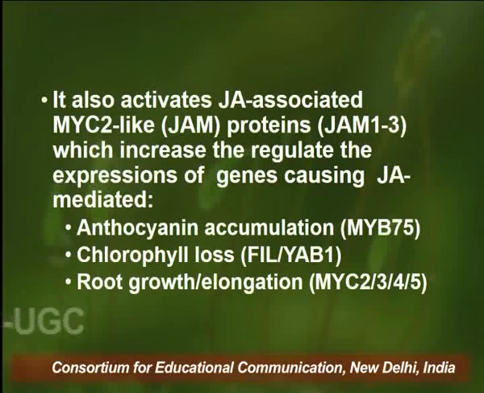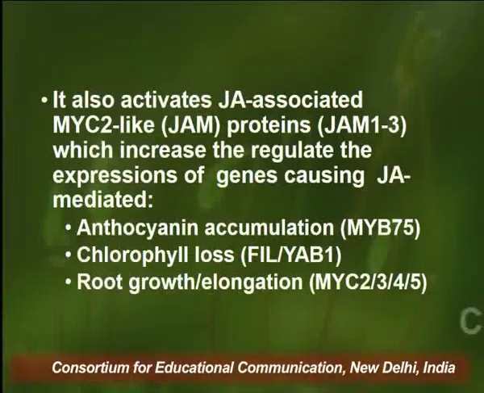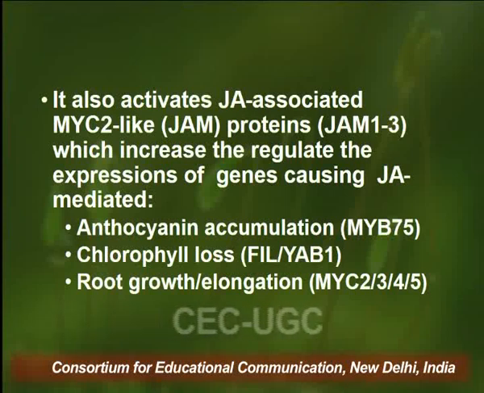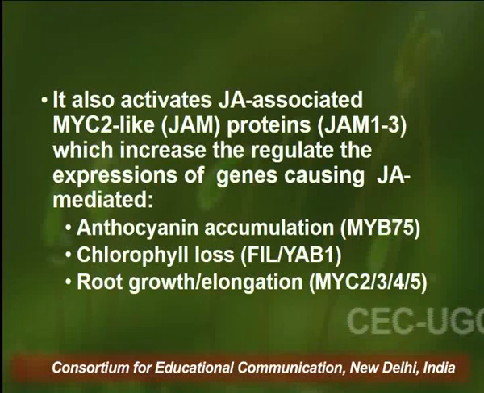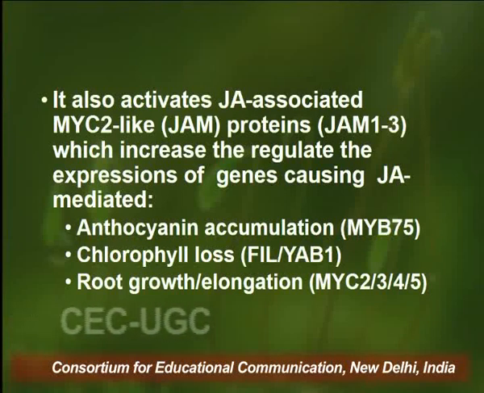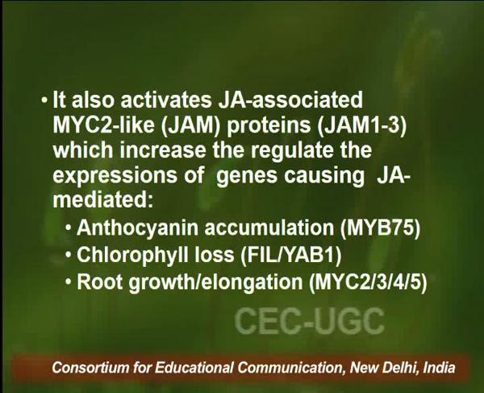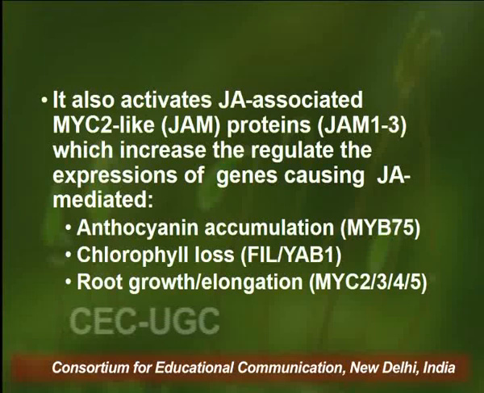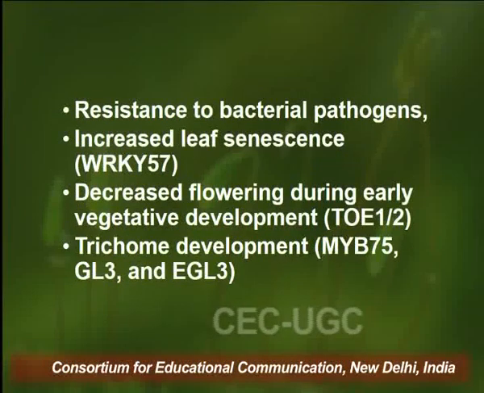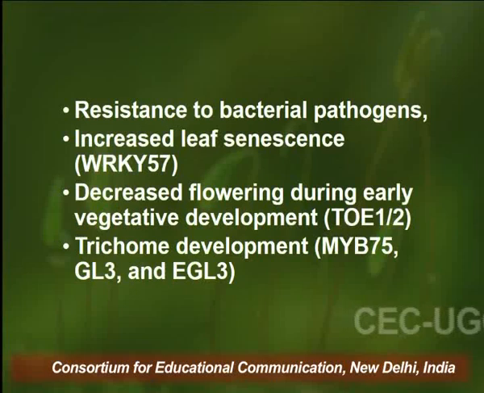We have already discussed that they have an impact on the expression of genes which regulate different types of effects, like anthocyanin accumulation. This occurs through the transcription factor MYB75. Likewise, it causes degradation of chlorophyll through the transcription factor FIL or YAB1 protein. Jasmonic acid also causes root elongation through other transcription factors, MYC2, 3, 4 and 5. So all these effects are exhibited through activation of various transcription factors.